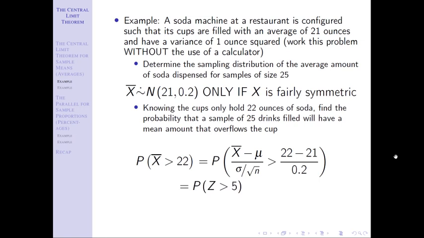So probability that z is greater than 5. And we just go to Excel or our z table. Because it's greater than, we've got to work with the complement, and we can finish off with that probability.